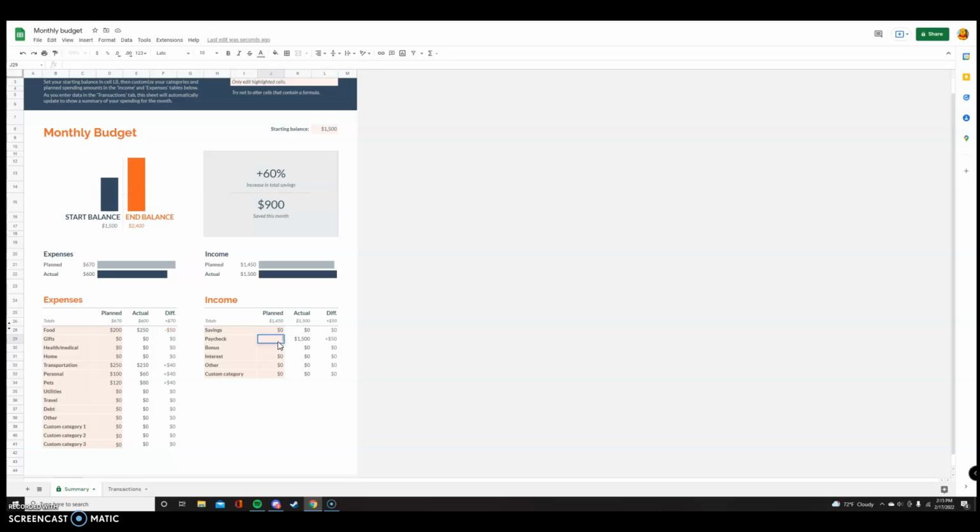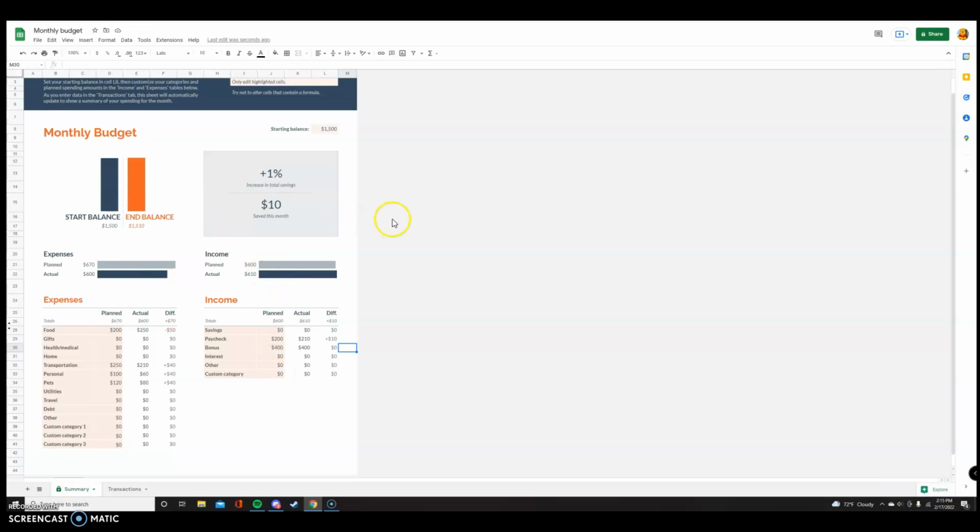I don't work often, so I probably only get like $200 a month. But because of taxes, I'll make like $210 maybe. Bonus, depending on the month, I can get around $400 bonus. Interest, no. Others, no.